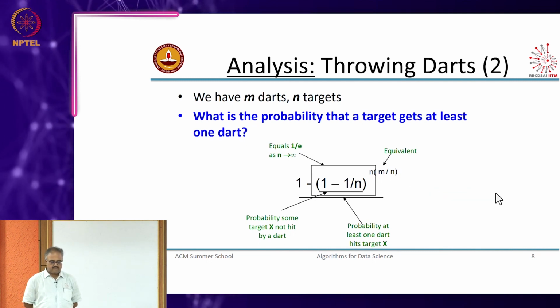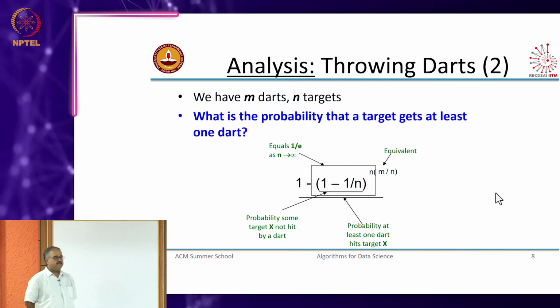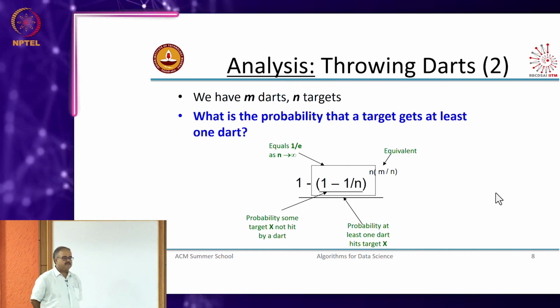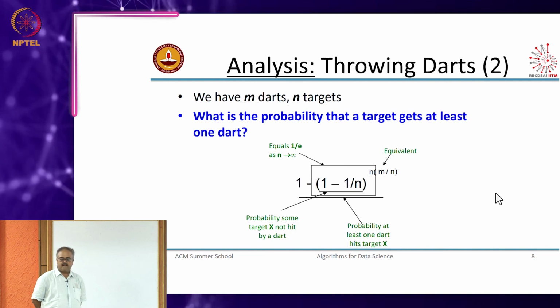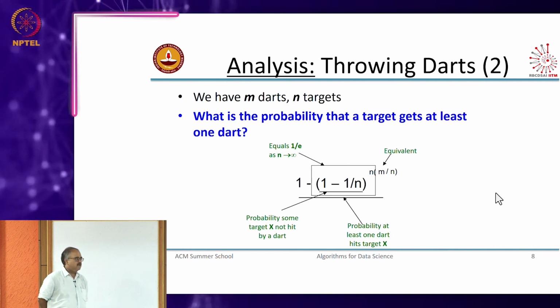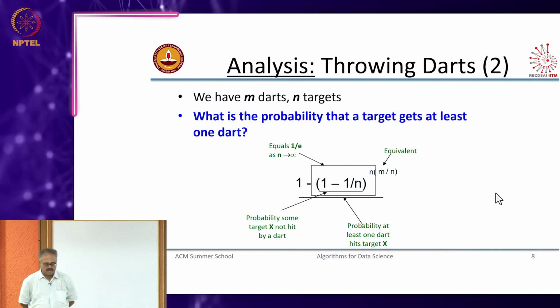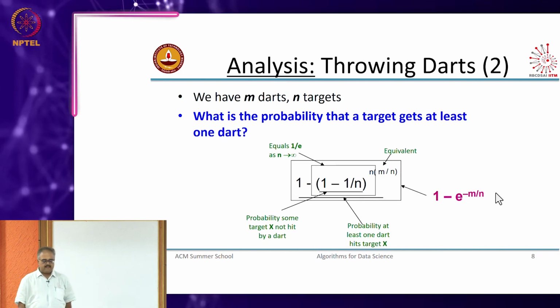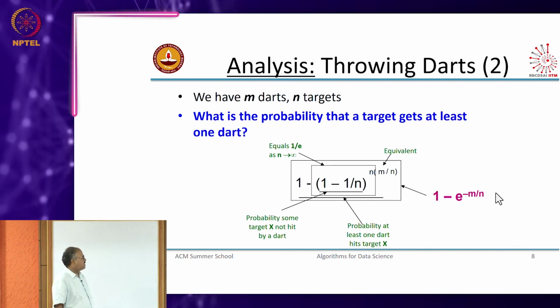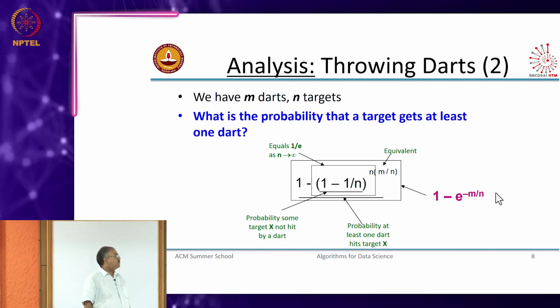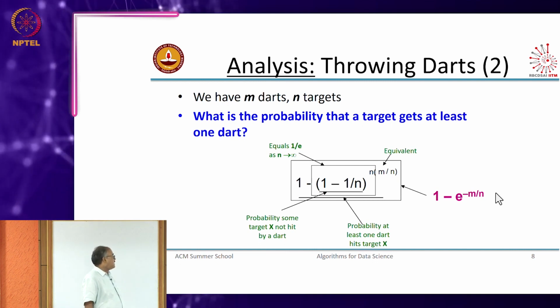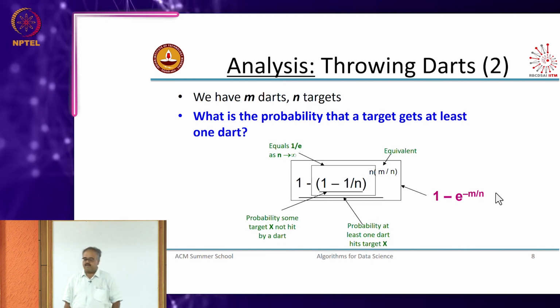Oops, I pressed 2 again. So, (1 - 1/n)^n is 1/e as n becomes large. So, now I can rewrite this as 1 - e^(-m/n). So, that is the probability that the target gets at least one dot.